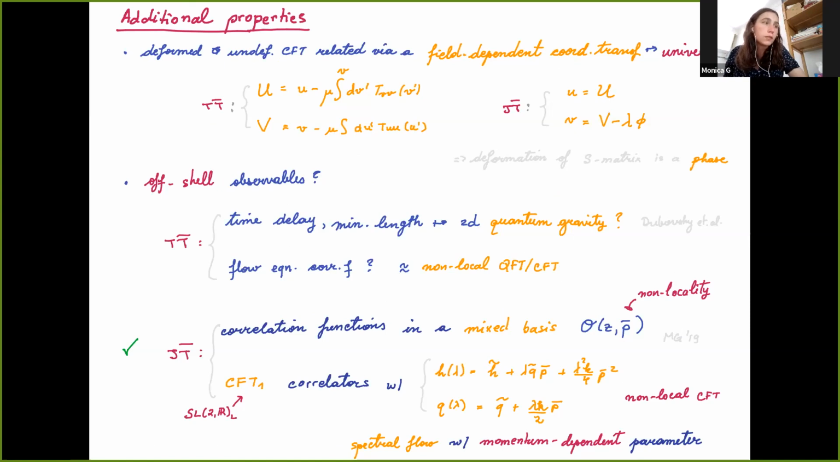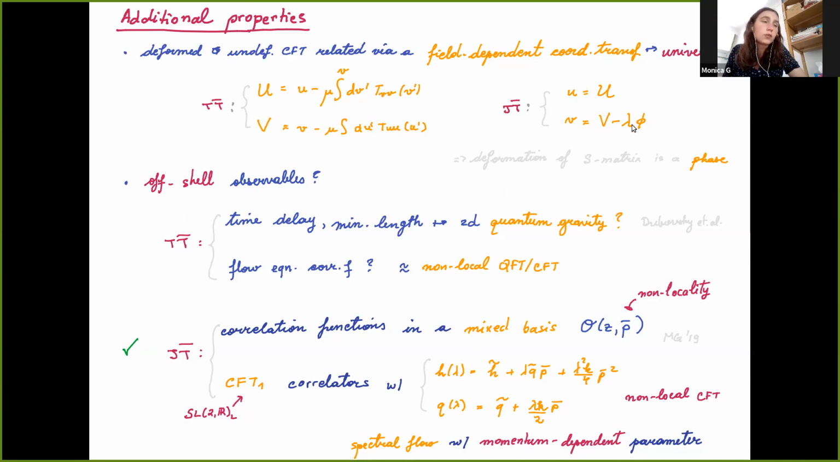One important one that was noticed early on is that the deformed and undeformed CFTs are related via a field-dependent coordinate transformation, which is sort of universal. For each deformation, you get some type of relation between them. So in TTbar, the field-dependent coordinate transformation involves the integral of the stress tensor. This is basically the transformation that takes you from conformal gauge, which gives you the 24 free bosons, to the static gauge, which basically gives you the TTbar deformed free bosons.